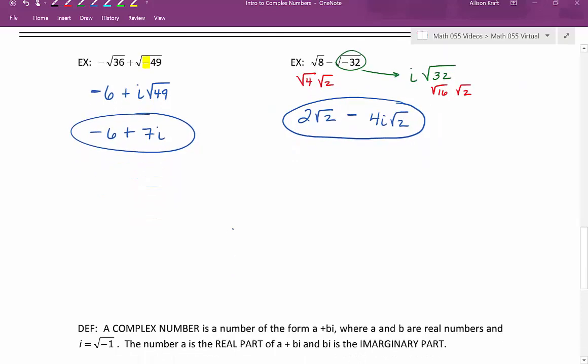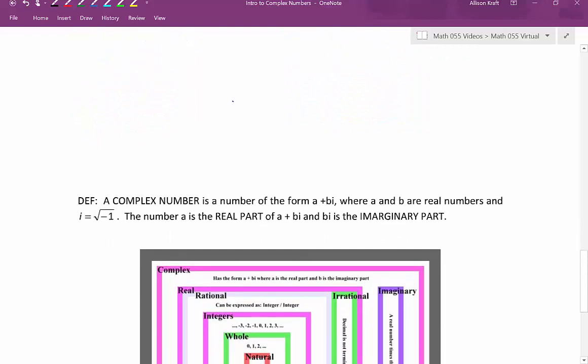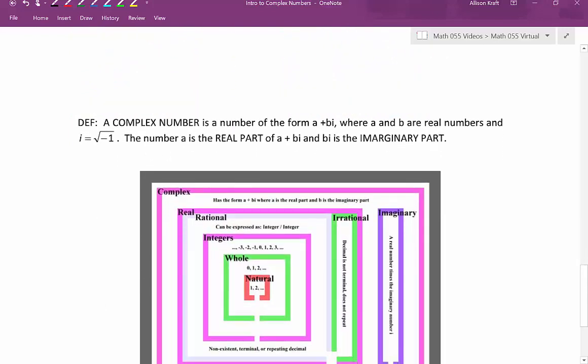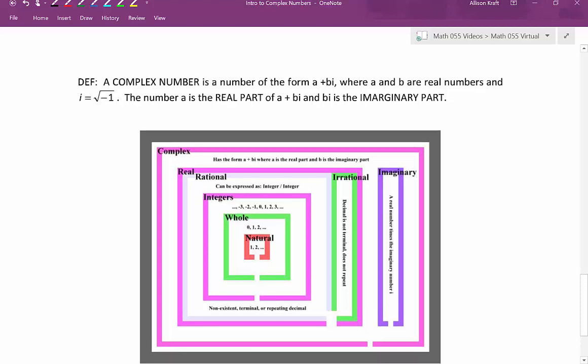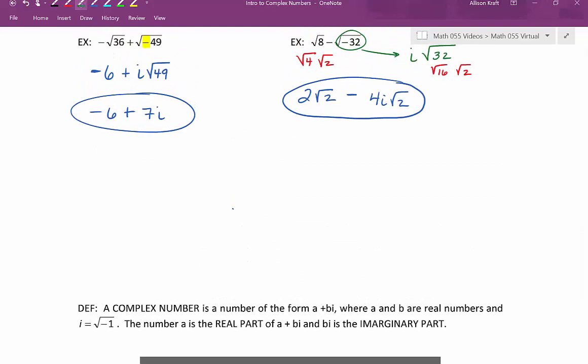Numbers that are of the form a plus bi, where a and b are real numbers, and i equals the square root of negative 1, these are called complex numbers. The number a is the real part of a plus bi, and bi is the imaginary part. So if we scroll back up and look at these, we can see here's the a, and then plus bi. Here's the a, and plus bi. First term is the real part, the second term is the imaginary part.